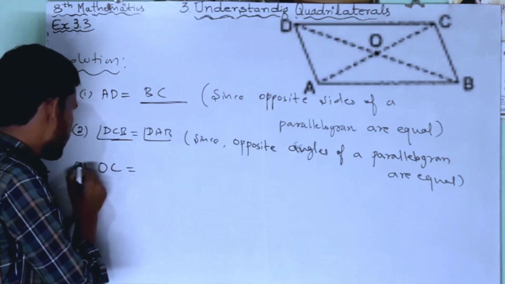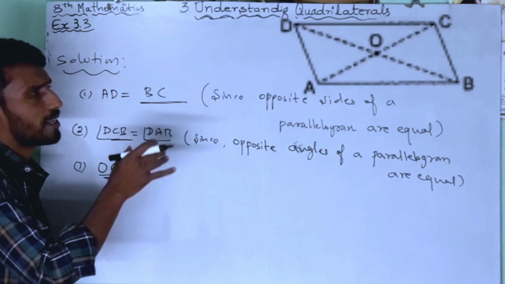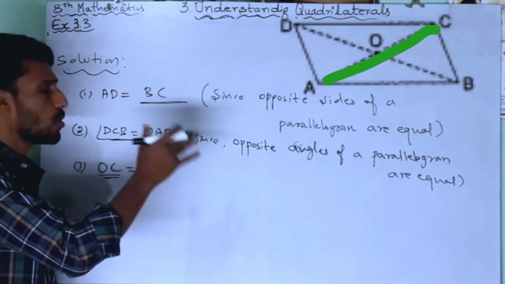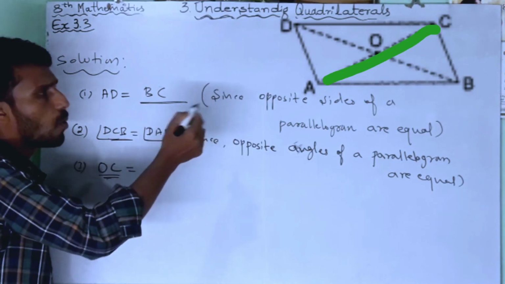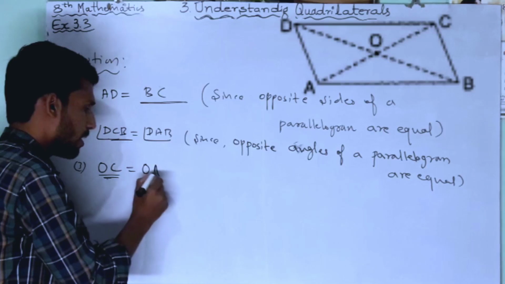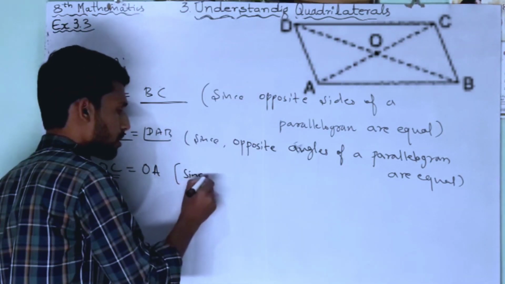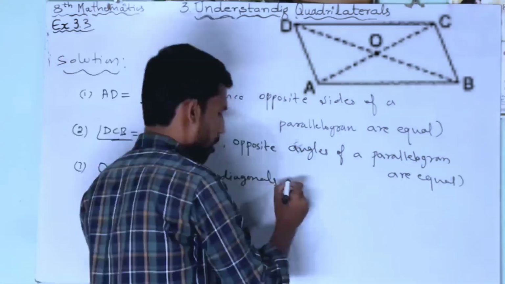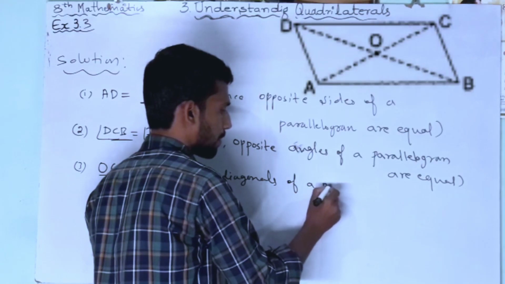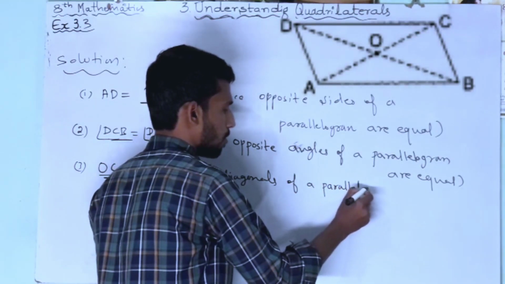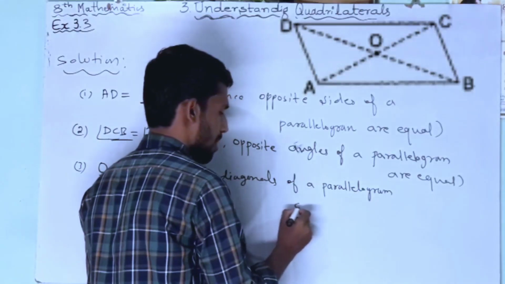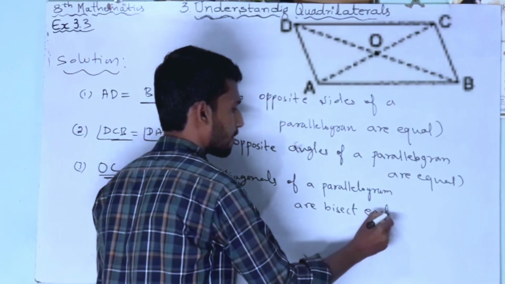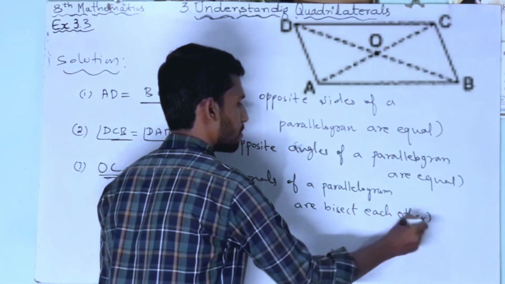OC. Okay, dear student, next, third one given here, OC. Dear student, here in the parallelogram, diagonals bisect each other. So OC here given means next one OA. We can write here OA because since diagonals of a parallelogram bisect each other. Okay, next, fourth one.